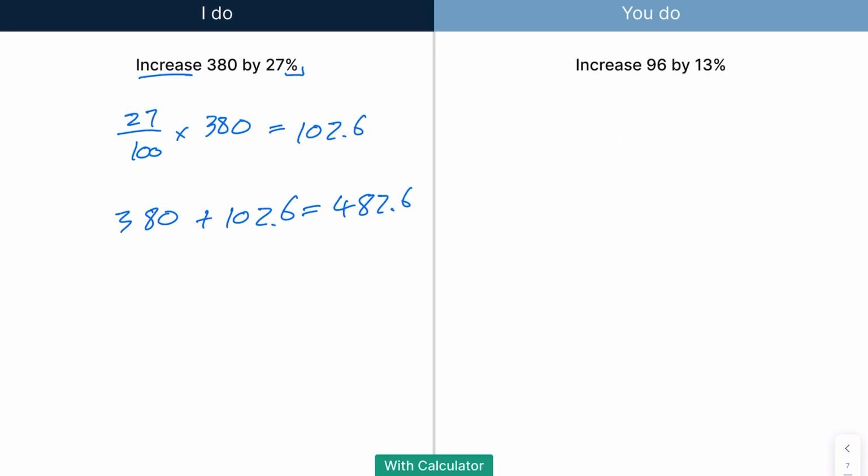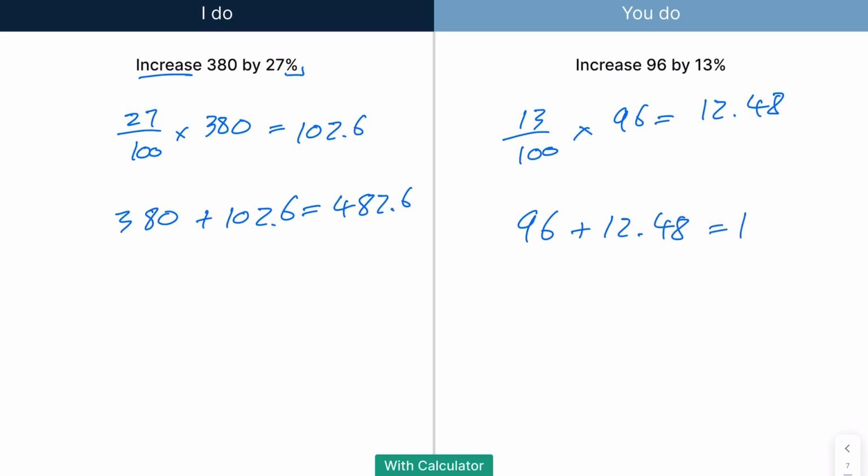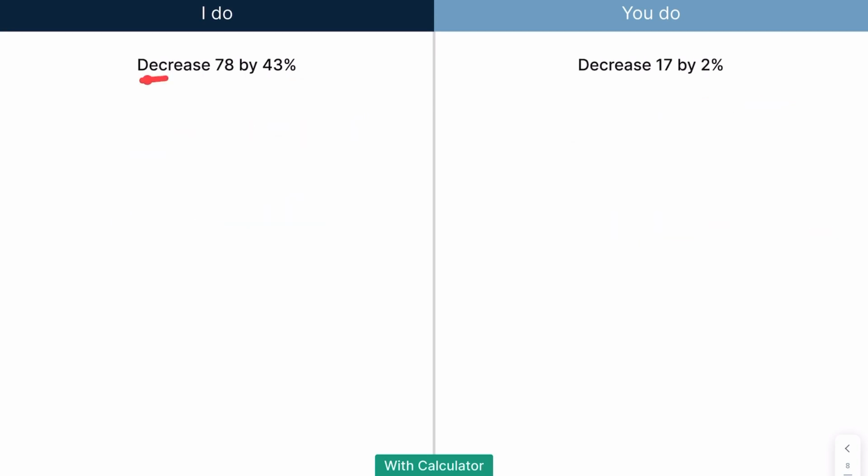So again, hopefully you've pressed pause and had a go at this on the right. So 13% as a fraction becomes that. So first we find 13% of 96, and that is 12.48, and then we increase 96 by 13%, so we just do 96 plus 12.48, and that becomes 108.48.